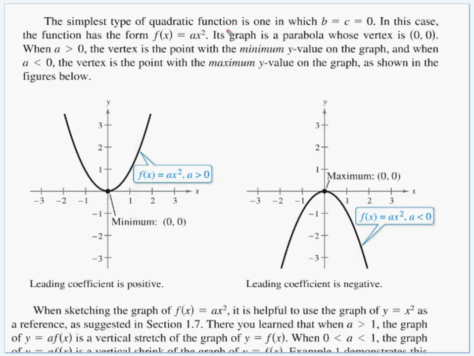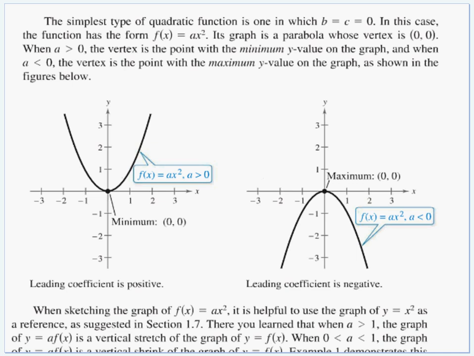The simplest type of quadratic function is the one where b and c are both equal to 0. In this case, the function is just ax squared. Its graph is the parabola. The vertex will be at the origin, 0, 0. Because b and c are equal to 0, these parabolas always go through the origin. When a is positive, the vertex point is the minimum y value of the graph. When the a value is negative, that means the parabola opens down, and we'll have a maximum value at the top of that hill.